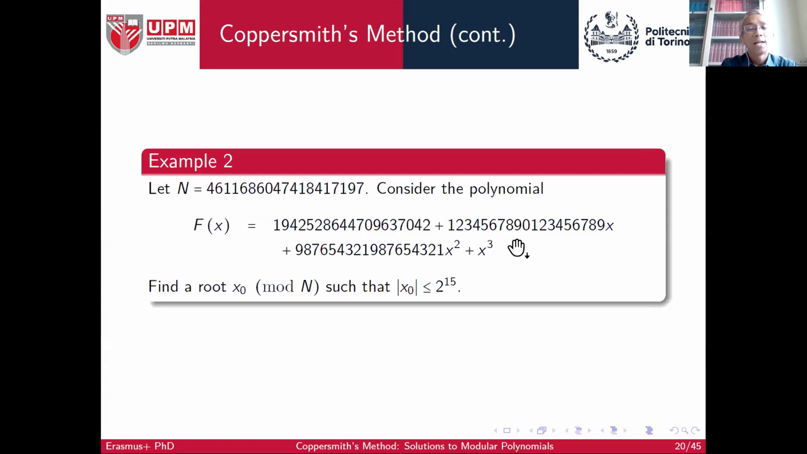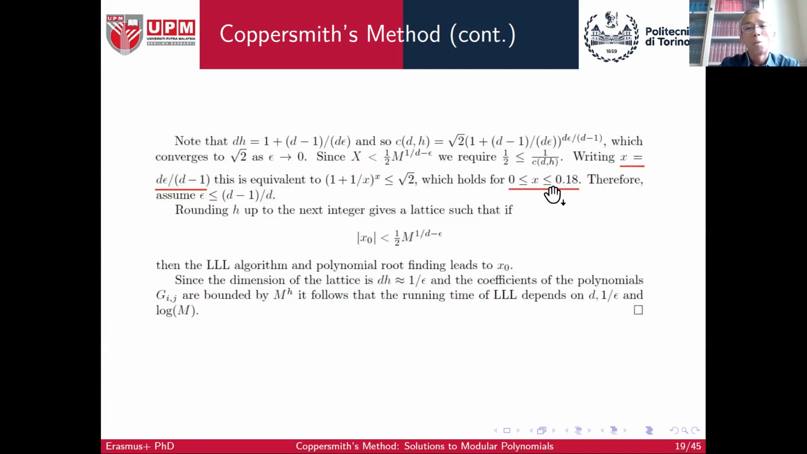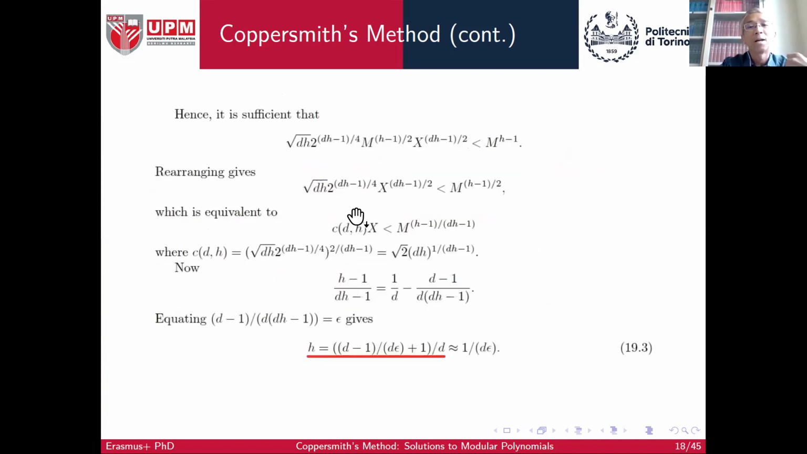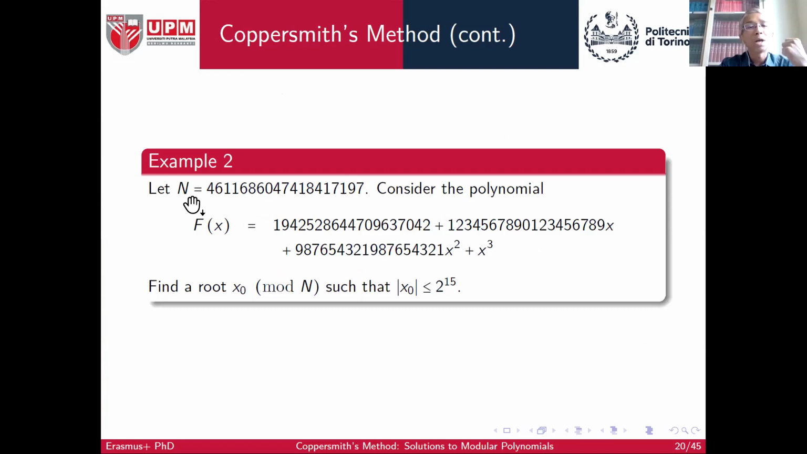Okay, let's try to consider this example and also how we can solve these modular equations by applying the highlighted points that I mentioned just now. Suppose now we have this large composite number n, and we have this polynomial f(x), of course all with very large coefficients. Now we are interested in finding the root x0 such that x0 is at most 2 power 15. So this is the capital X that was mentioned in the earlier slides.